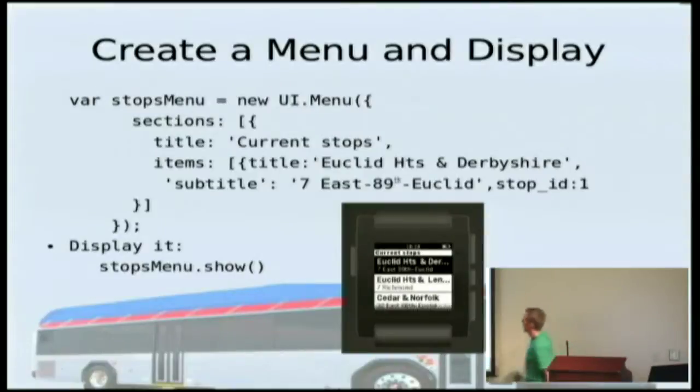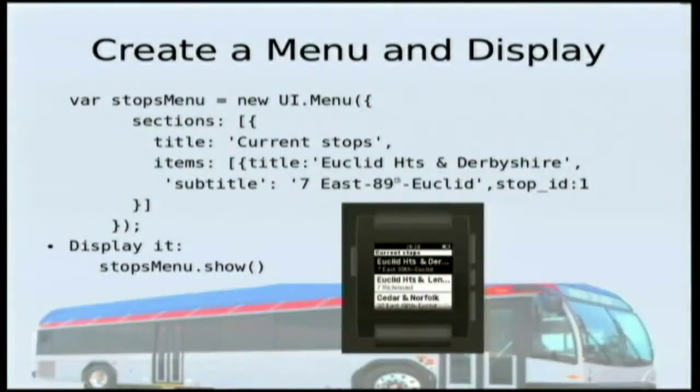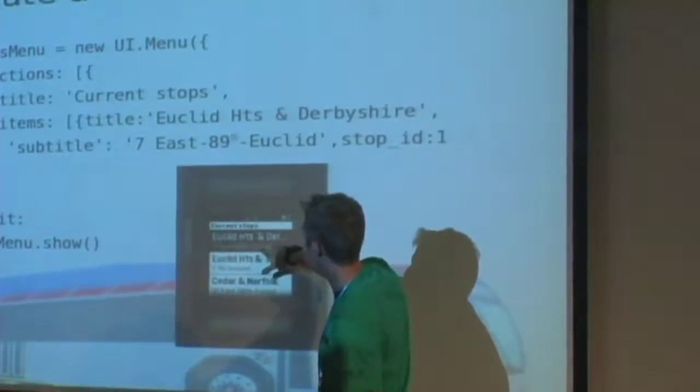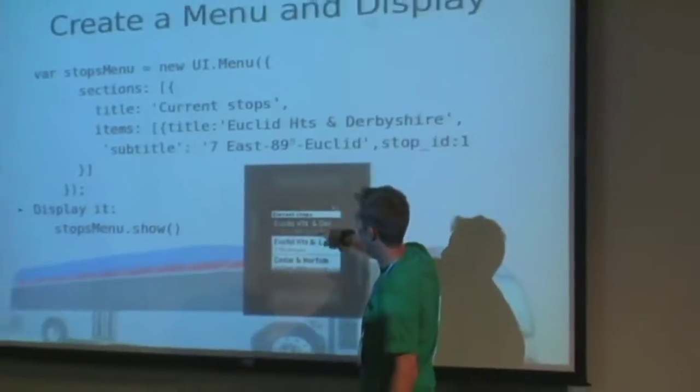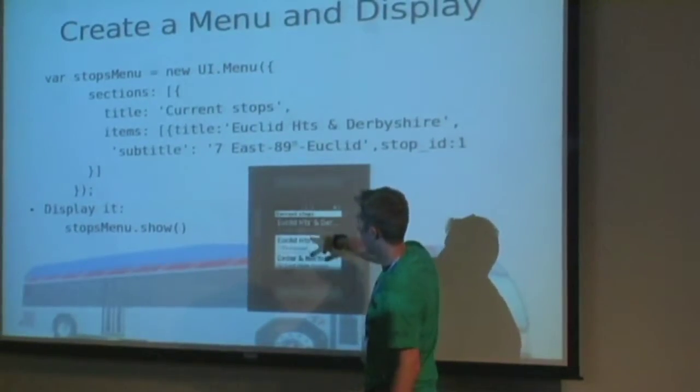So you can see "Current Stops" is the title for this menu, and you'll read it right here. Each item in the menu takes a title and a subtitle. So you see Euclid Heights and Derbyshire, and then the subtitle, which is the destination and line number of the bus. There are 4 of them, and you can scroll through each of them.